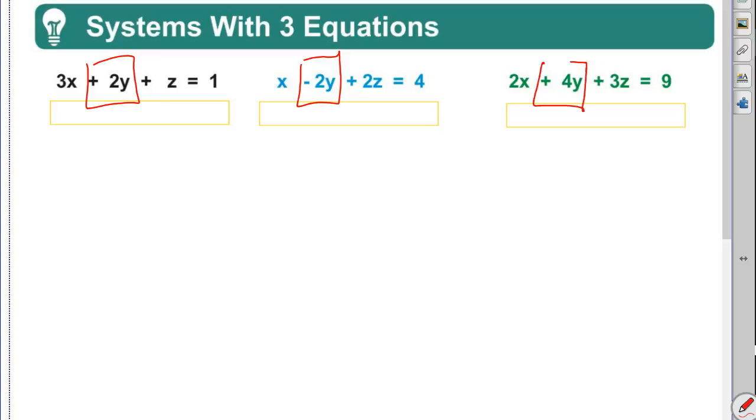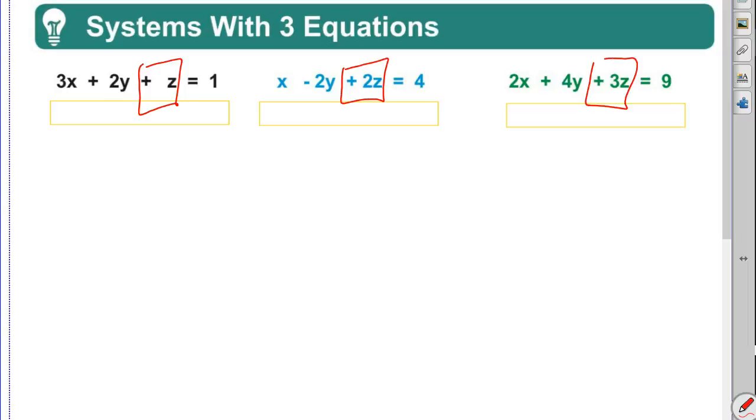What's my third one? Positive 4y. That could work with the middle one. Yeah, I like the y's. They look good. But let's check, make sure the z's aren't even better. Positive 1z, positive 2z, positive 3z. They're not bad, but they're nowhere near as good as the y's. So what's our decision? Let's get rid of the y's.